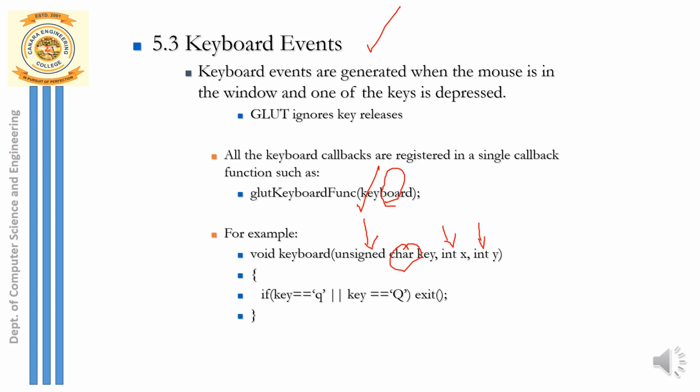Before you assign an action to this event, you can check a condition here. What is that condition? You just check which key has been pressed. If the key value is equal to Q, small q or capital Q, any one, if it is true, then you just quit, right? So you can call an exit function. This exit is an action that you have assigned for this particular event. Whenever you press a Q button, exit should be called.